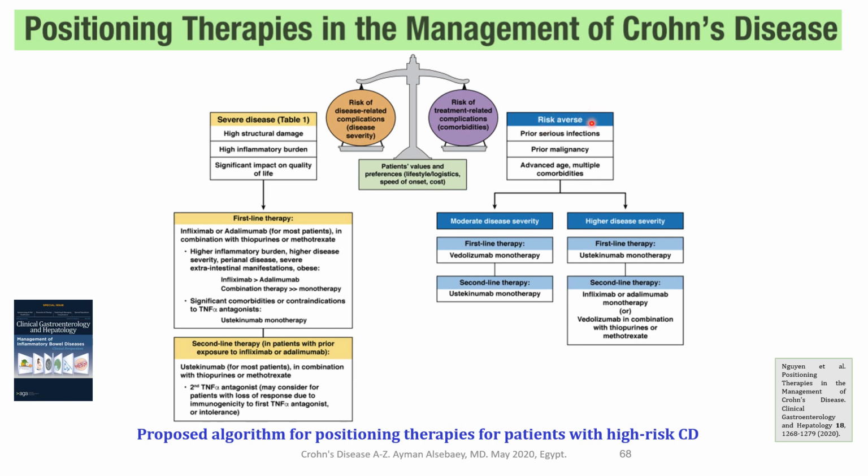If there is risk aversion, okay, if there is contraindication, suppose that you have a situation in which there is contraindication for anti-TNF because there is prior malignancy, especially lymphoma, or there is serious infection, or there are other conditions that may prevent the use of anti-TNF, like heart failure, for example. Even here, if the disease is moderate, you can use vedolizumab. Then, if it failed, we can use ustekinumab. If the disease is severe from the start, it's better to use ustekinumab from the start.